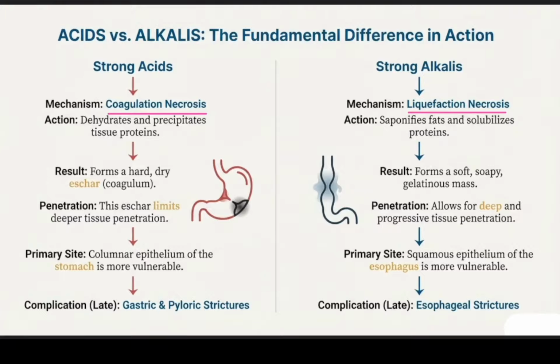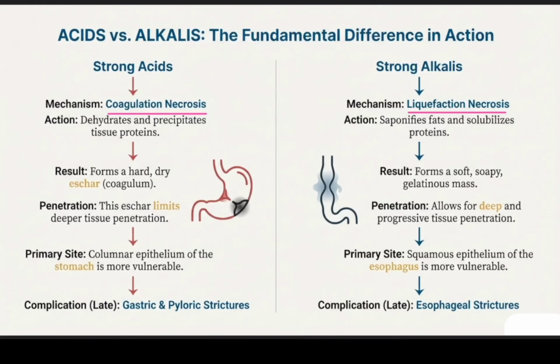Whereas in acids we have the columnar epithelium, in case of an alkali, we have the squamous epithelium, and that too of the esophagus is more vulnerable. Because of that, the later complications are esophageal strictures. This is normally what happens.